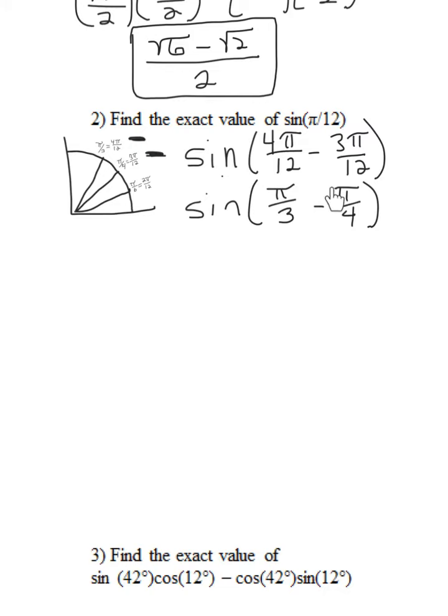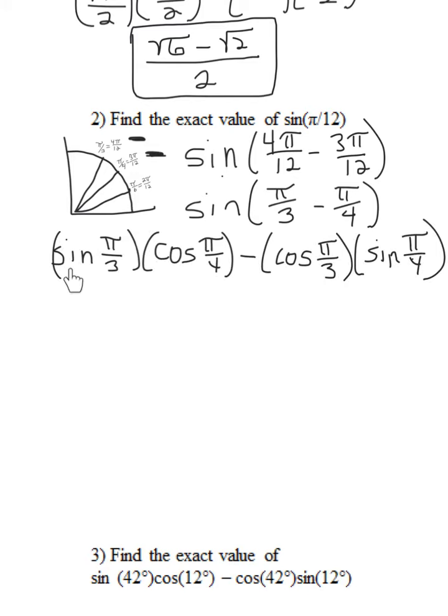Now, if I had originally written it down this way, you wouldn't recognize it, I don't think, as pi over 12. I had to convert this to 4 pi over 12 minus 3 pi over 12 so that you could see that indeed these two subtracted from each other equals pi over 12. So pi over 3 minus pi over 4 equals pi over 12. Now we're going to use the formula to help find the exact value.